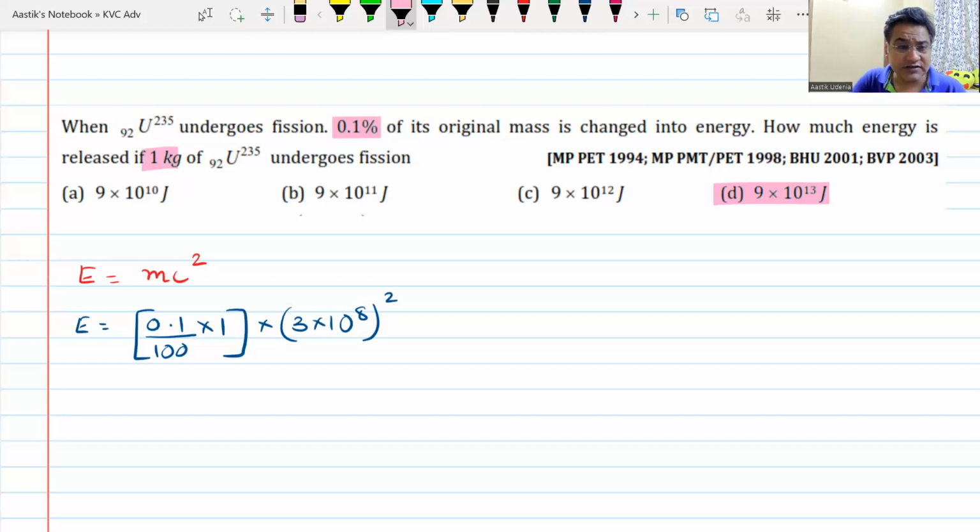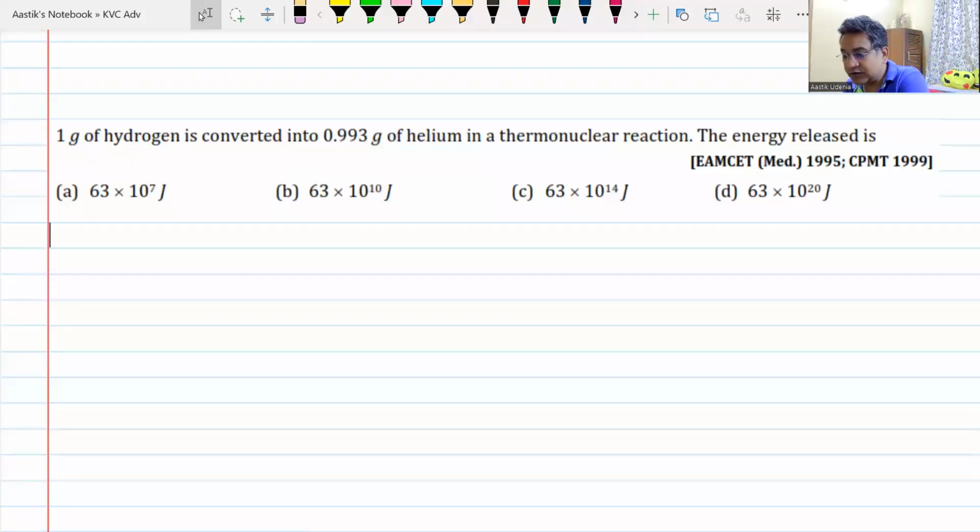That is the answer we were supposed to get. Do we understand how this is done? Yes. Everyone understands this? Yes, sir. Have you noted this down? Yes, sir. Then I'll give you one more so that you can get the answer and then stay happy. 1 gram of hydrogen is converted into 0.993 gram of helium in a thermonuclear reaction. How it's happening is none of our concern. You just have to find out how much energy is released.